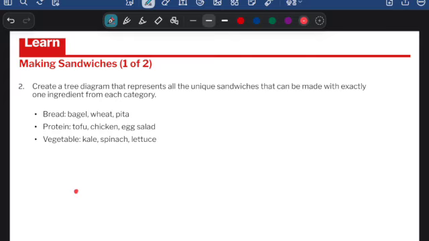So our first stage was choosing the bread. What are the choices for bread? Well, we had 3 possible choices. Our first stage was choosing the bread, and we could choose either wheat bread, or a bagel, or pita bread.